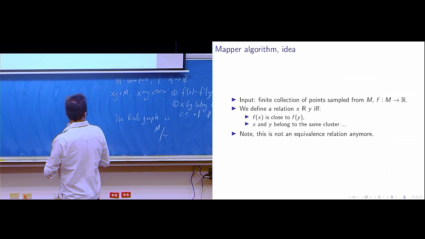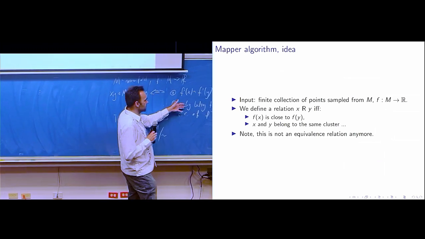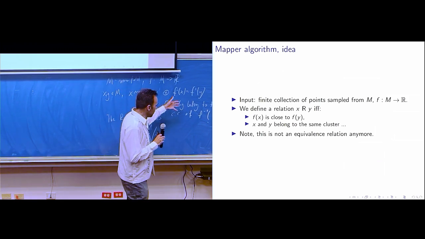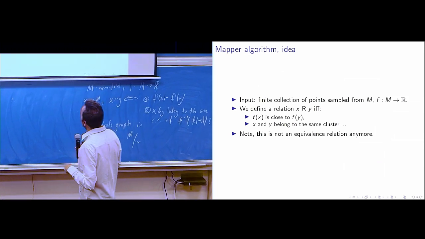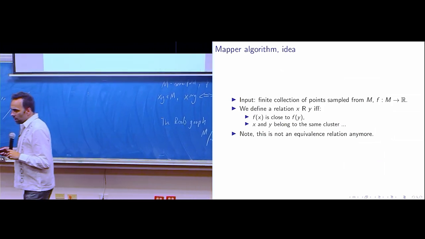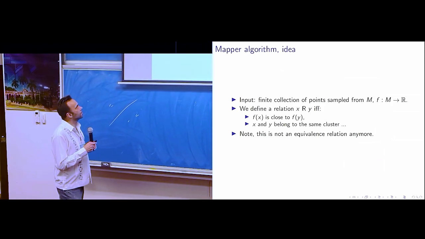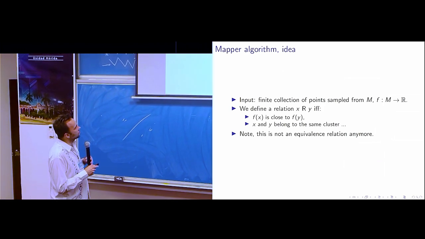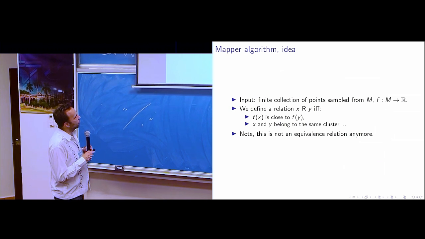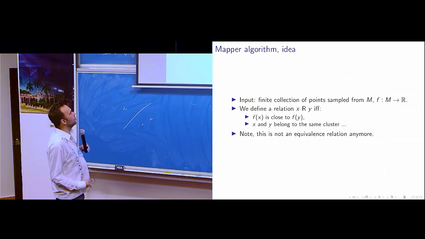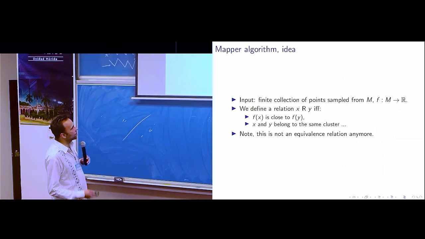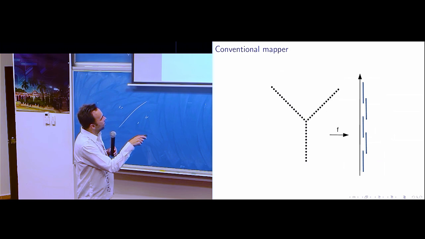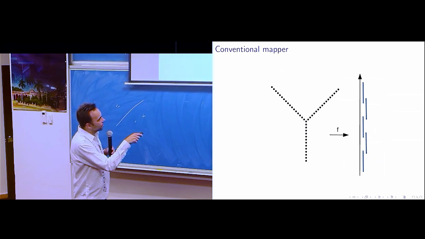And the concept of connected component doesn't make sense because we only have a finite collection of points. So we need to replace it by something, and they propose to replace it by belonging to the same cluster. That's pretty unspecific, so let's work on this. Gunnar and co-authors proposed how to measure if the values of two points are close. They propose to look at this projection and cover the range of the projection with a collection of overlapping intervals.